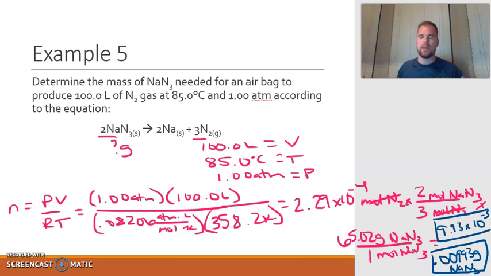All right, but that would be the amount of sodium azide that would be needed in order to produce that much nitrogen gas. All right, well, that wraps up the ideal gas law.